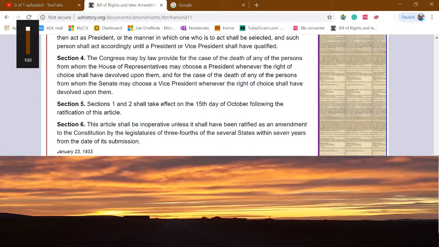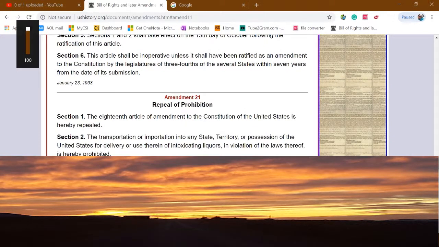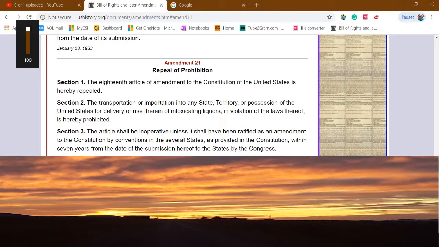Section 5. Sections 1 and 2 shall take effect on the 15th day of October following the ratification of this article. Section 6. This article shall be inoperative unless it shall have been ratified as an amendment to the Constitution by the legislatures of 3/4 of the several states within 7 years from the date of its submission. That was January 23, 1933.